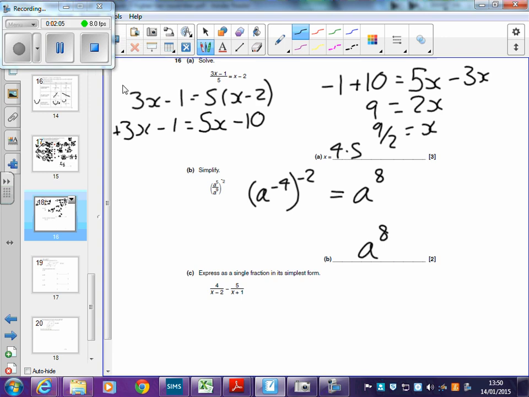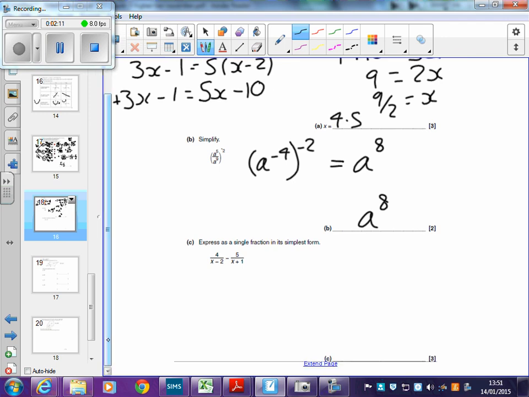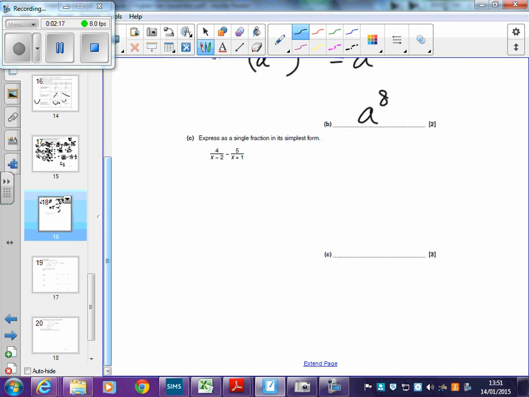And lastly, express as a single fraction in its simplest form, this thing here. To get things in a single fraction, we need to get a common denominator so that we can squish them together. Now the common denominator, if you think of something like a half plus a third, you get a common denominator of 6, and you can always get a common denominator by doing 2 times 3. It might not necessarily be the smallest one.